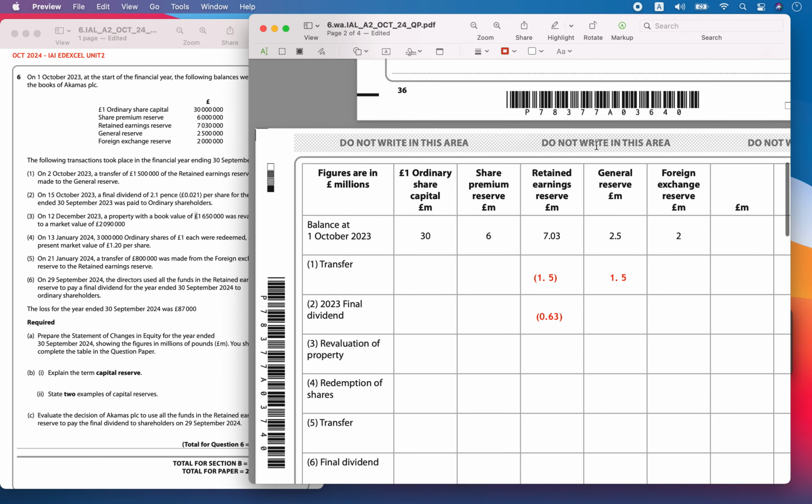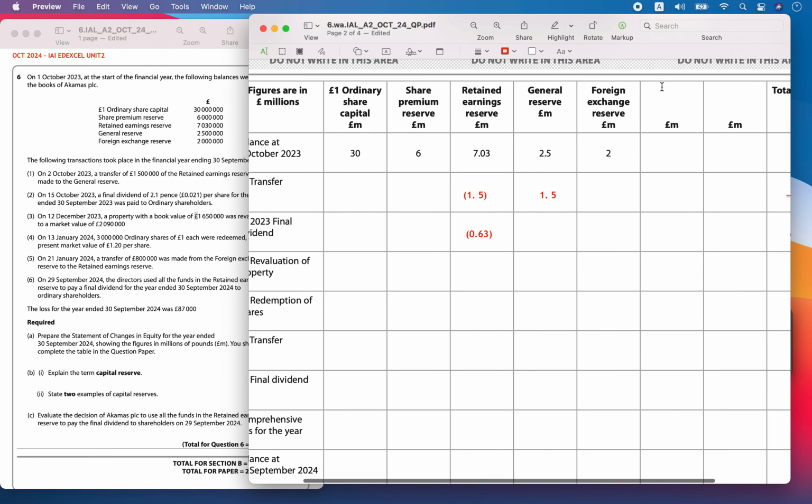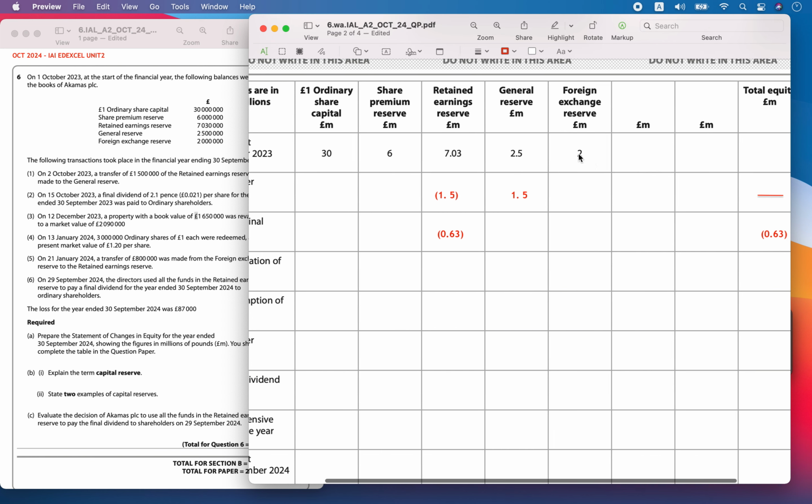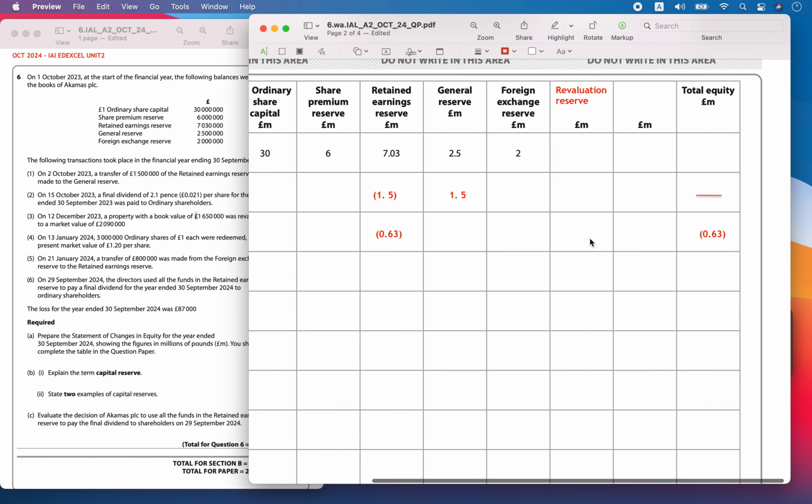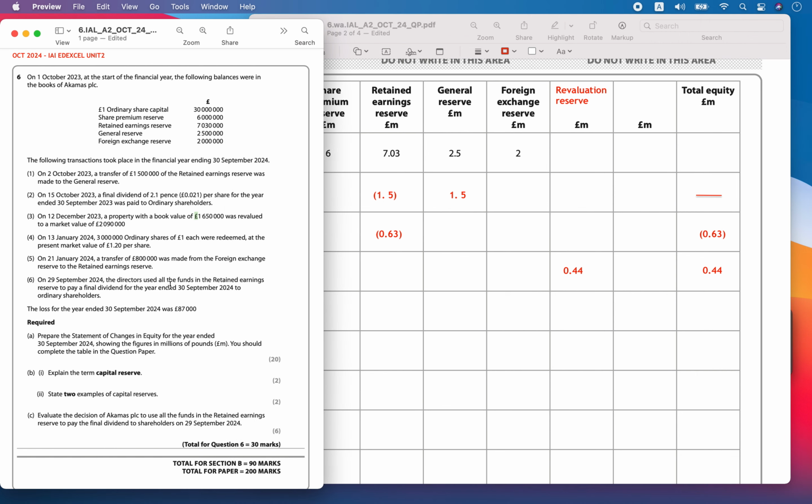Now where will you add this? It will increase the revaluation reserve. So you will have to include a revaluation reserve of 0.44 million. This is going to cause an increase in the equity section.